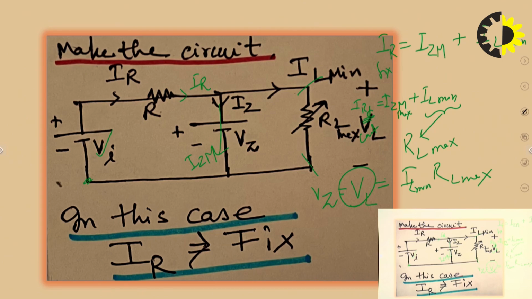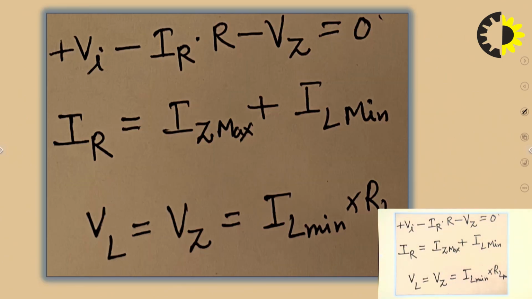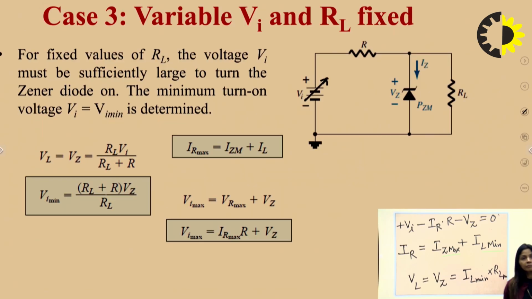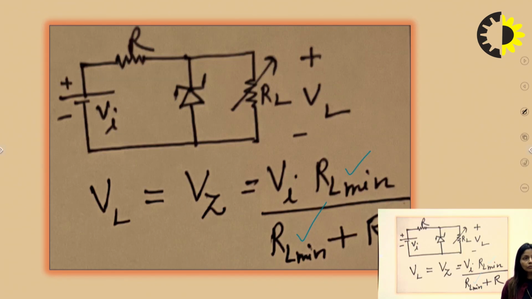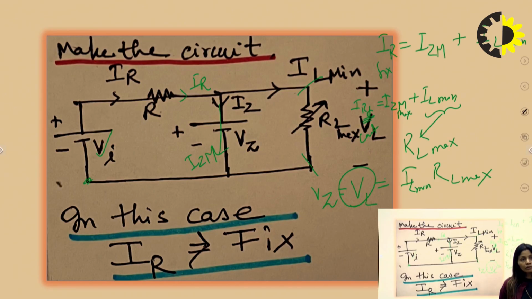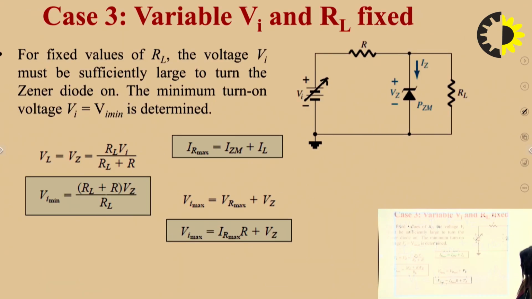I think there is no problem. So we can frame the equations, and now we have IR is equal to IZ maximum plus IL minimum. Already we have solved this particular one: VL is equal to VZ is equal to IL minimum into RL maximum. Whatever parameters have been asked, you can put the values and solve. IL minimum, IL maximum, all you can find out, right?